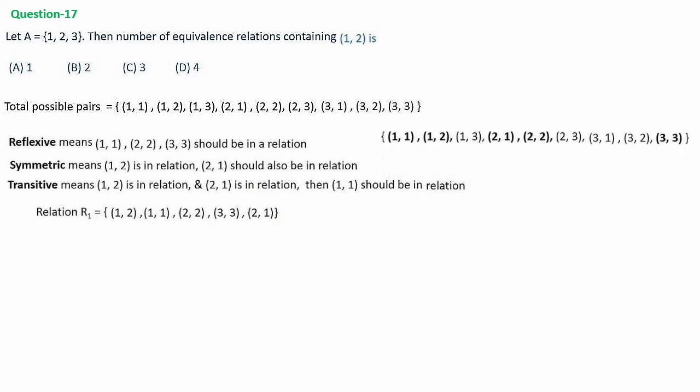Next, we have written this A cross A here, and from here the highlighted ones we have already taken. (1, 1) we have taken, (1, 2) we have taken, that is here. Next (2, 1) we have taken, that is this one. Then (2, 2) we have taken, that is here. Then finally (3, 3) also we have taken. So the not highlighted ones, that means (1, 3), (2, 3), (3, 1), (3, 2), are the balance.